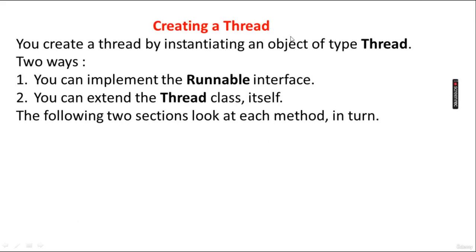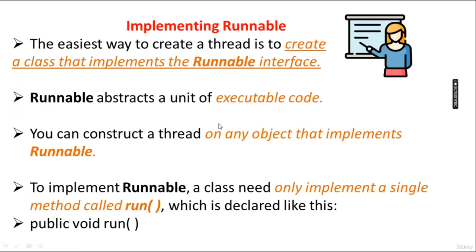Now we will see how to create a thread. You create a thread by instantiating an object of type Thread. You can implement the Runnable interface or you can extend the Thread class itself. In the following two sections we will see implementing Runnable. The easiest way to create a thread is to create a class that implements the Runnable interface. Runnable abstracts a unit of executable code.